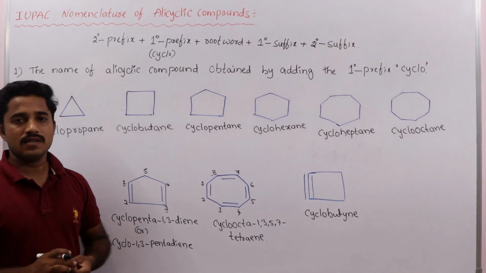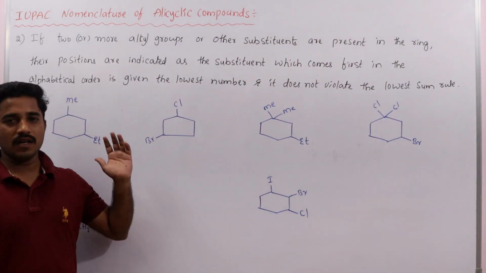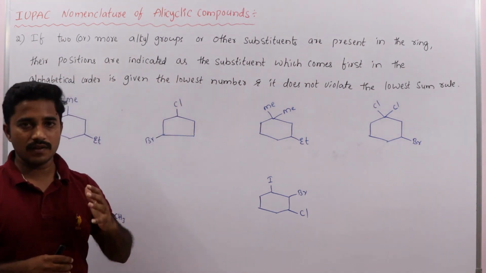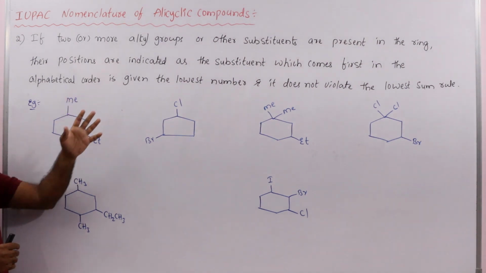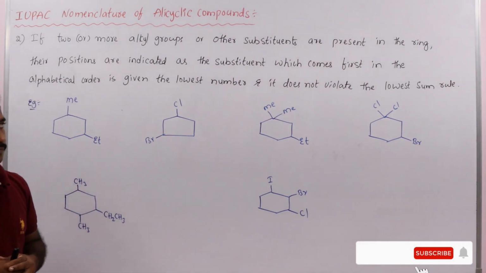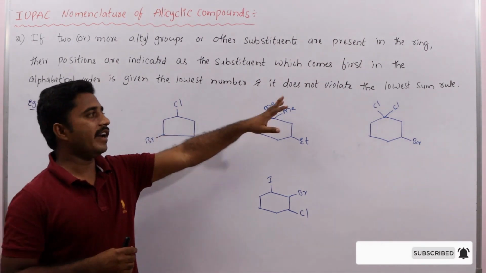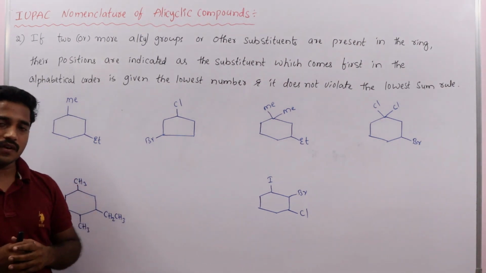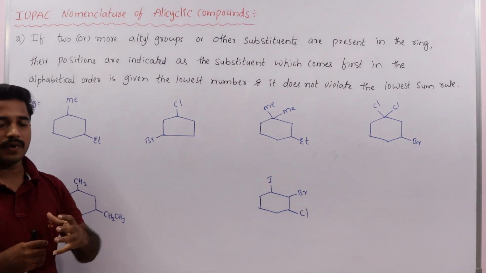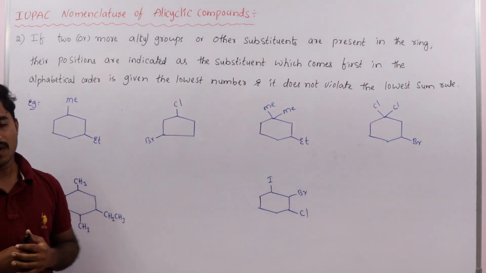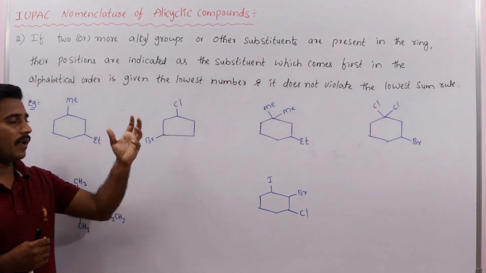Let us discuss the second rule. In this rule, when 2 or more alkyl groups or any other substituents are present in the ring, their positions are indicated as the substituents which come first in the alphabetical order, and it should not violate the lowest sum rule. So when 2 or more substituents are present, we follow alphabetical order to give the numbering, as well as that should not violate the lowest sum rule. So let us see some examples to explain this rule.